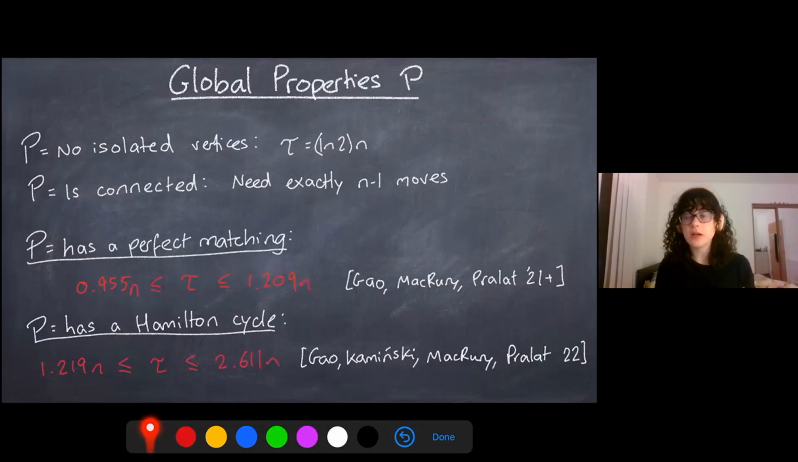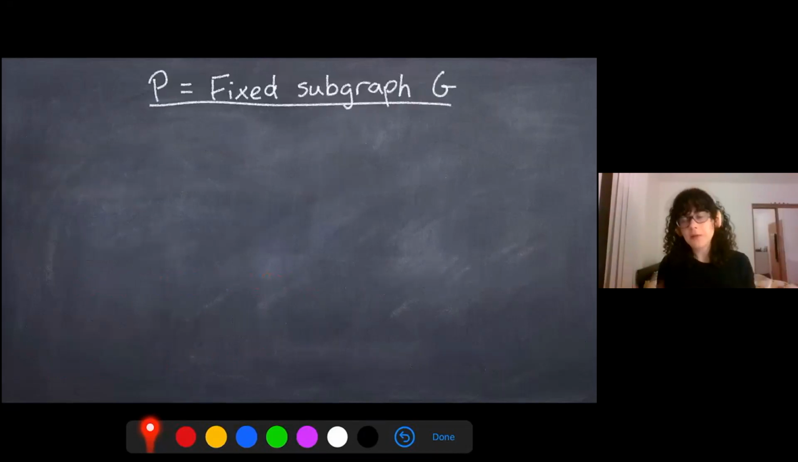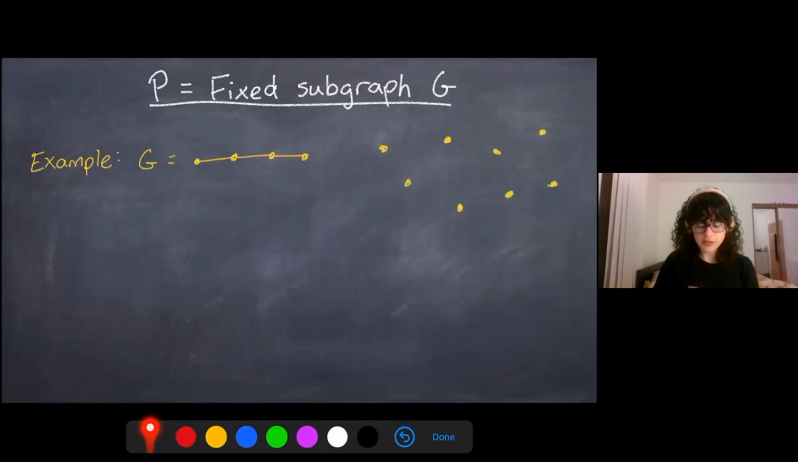What if instead we look at something that's more of a local property, rather than asking the entire graph to have something? What if instead we ask for the most general local property? We fix some subgraph G, and the player wants to make this subgraph occur. So let's start with an example, just so you know what I'm talking about. Suppose we fix a subgraph to be a path on 3 edges. So the player is attempting to make a path on 3 edges. Well, what do they do?